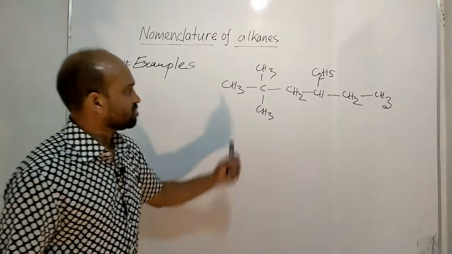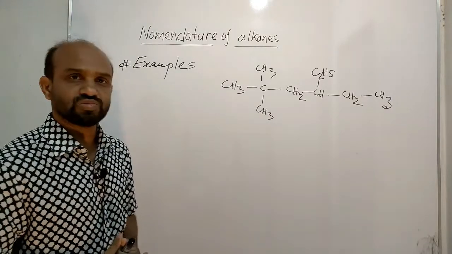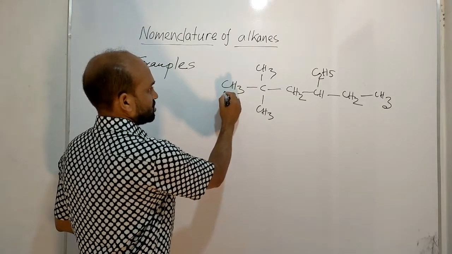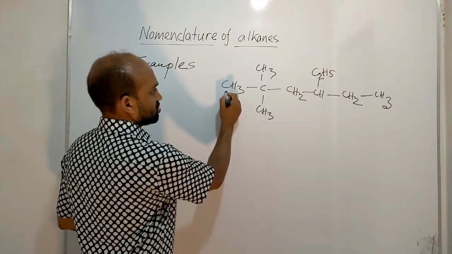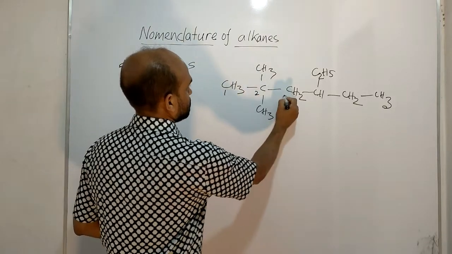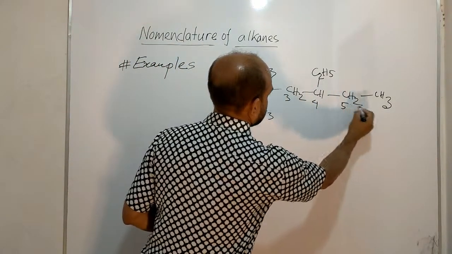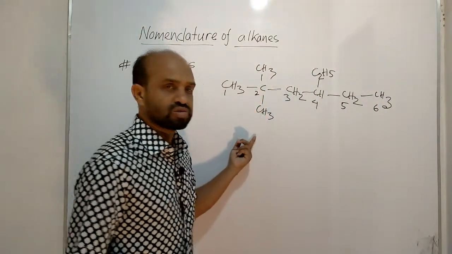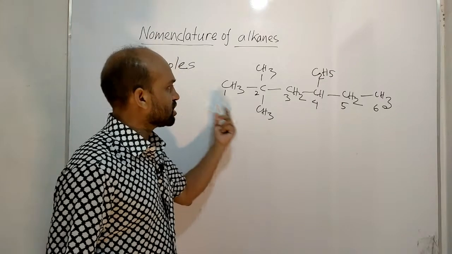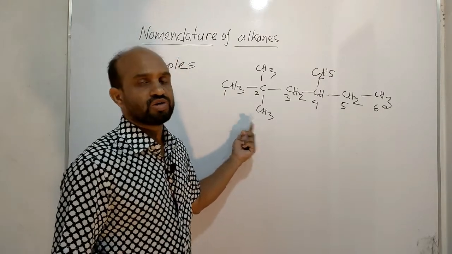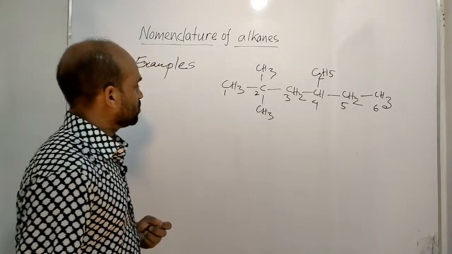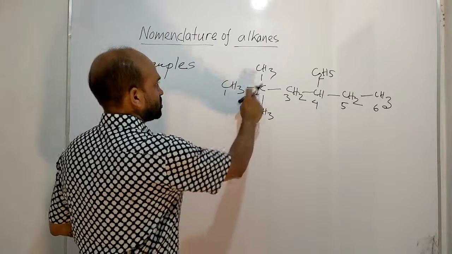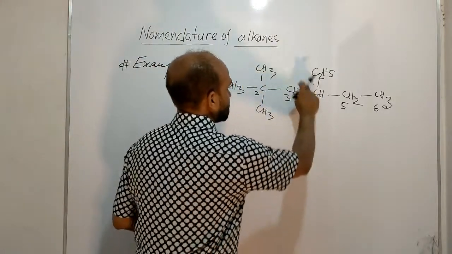What will be the name of this compound? If the carbon atoms of the compound are numbered from the left, then we get 1, 2, 3, 4, 5, 6. If it is numbered from the left, then we cannot express the substituents with lower number. So the carbon atoms of this compound are numbered from the right. This is number 1, number 2. Let's write the name of this compound. At carbon 2 there are 2 methyl groups, and at carbon 4 there is an ethyl group.